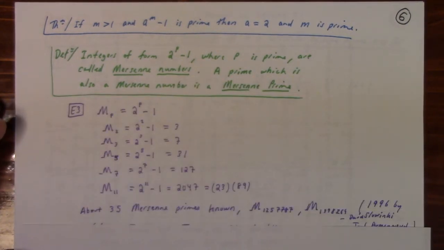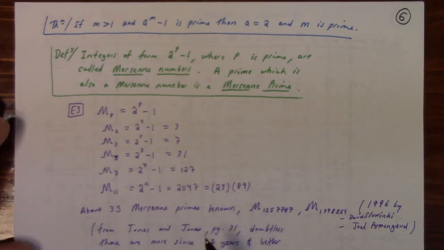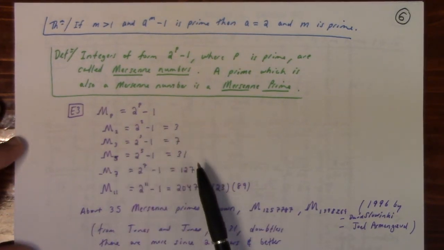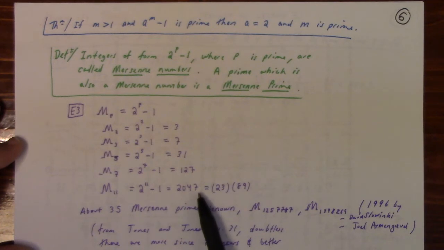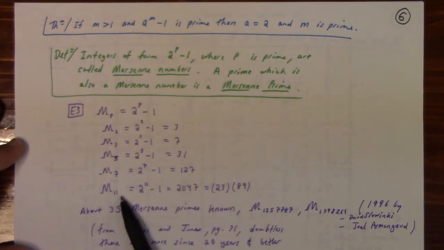Here are some numerical examples of these: 3, 7, 31, 127. These are all primes. And then this one, not so much. See, 2047, which is M11, is 23 times 89.